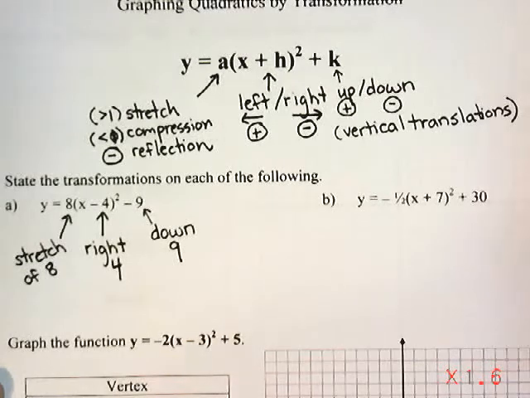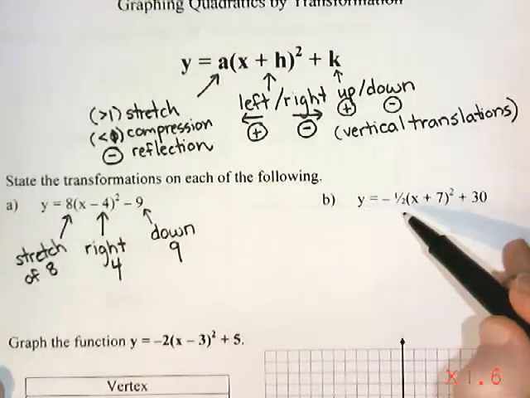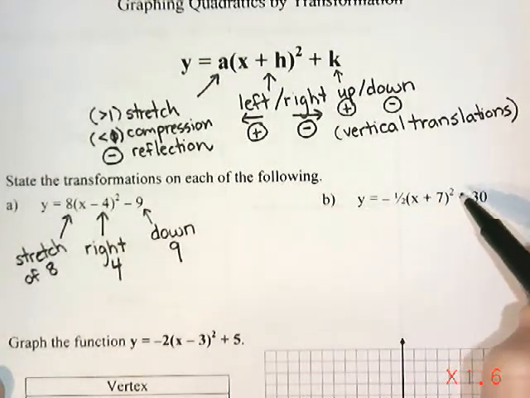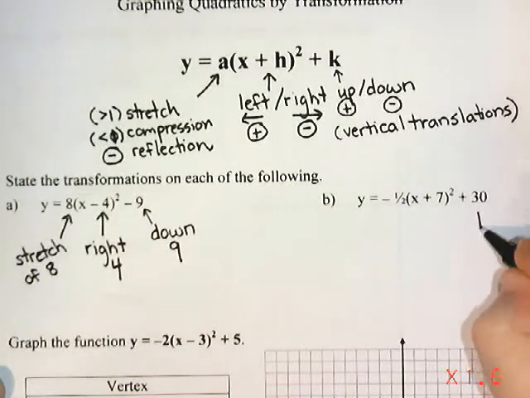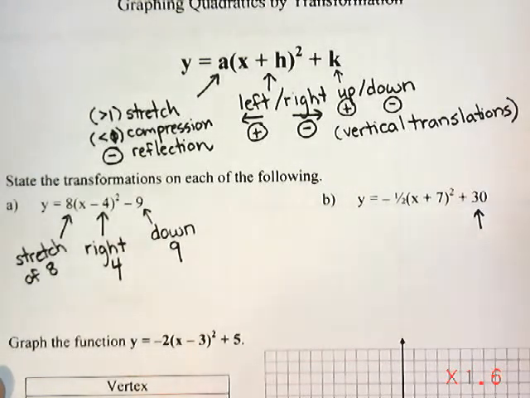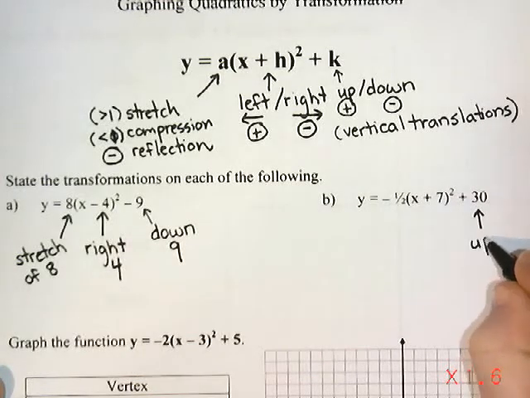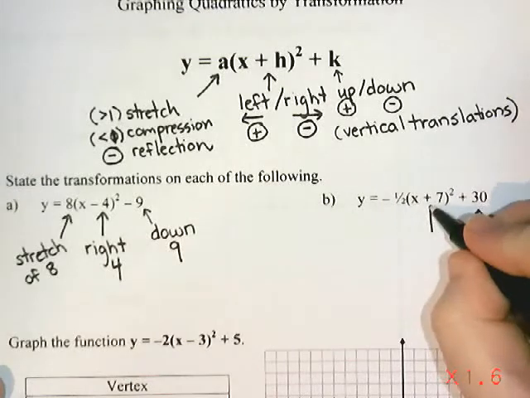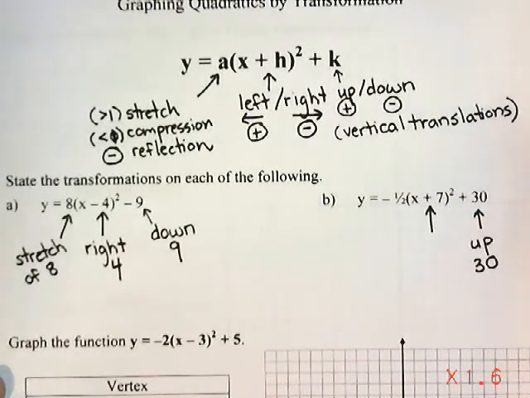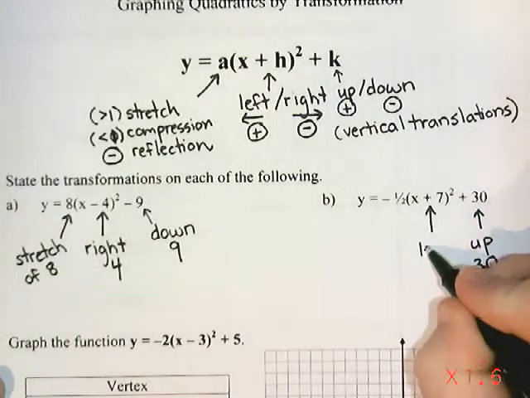If I take a look at the second example, we have y equals -1/2 x plus 7 squared plus 30. And I'm also going to start at this end. The plus 30 is going to make it go up 30. The plus 7 inside the bracket doesn't go right 7, it goes left 7.